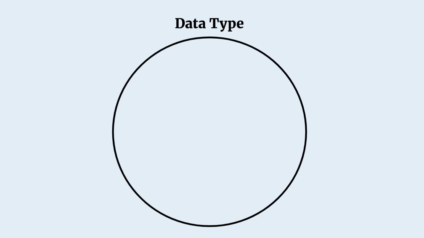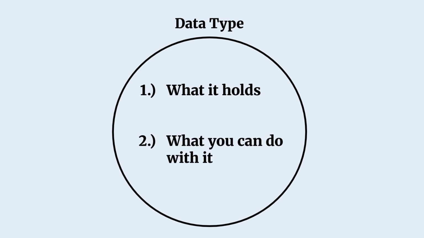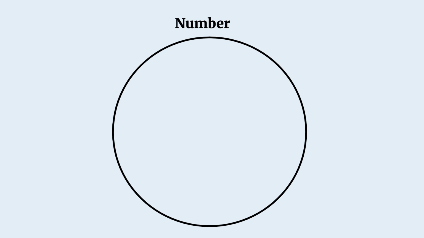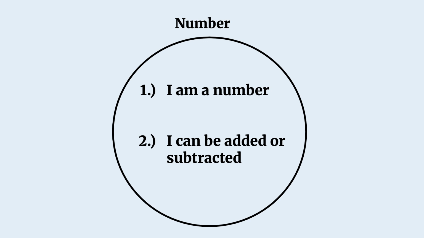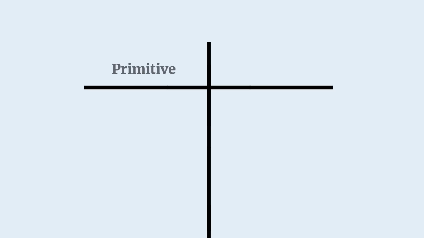A data type is like a category of information. It tells the computer 1, what kind of values it can hold, and 2, what can be done to those values. For example, if the data type was a number, it would tell the computer 1, I am a number, and 2, I can be added or subtracted. All data types fall into one of two categories, primitive or reference.